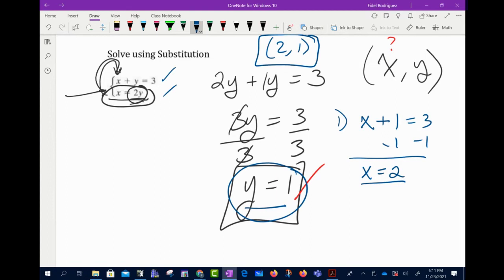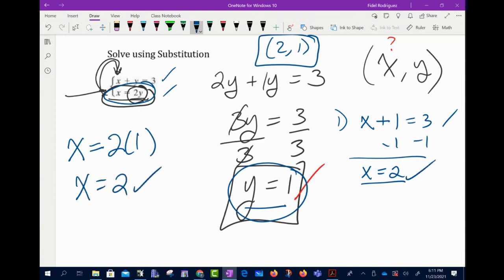We're looking for just the point where they meet. Now I told you, it doesn't make any difference. Once you find your first value, does it make a difference if you use the top equation or the bottom one? No, it doesn't. Right now we used the top equation and we got x equals 2. But if we use the bottom equation, you're going to see, look, x equals 2 times y. Y was 1 already. And 2 times 1 is still 2.